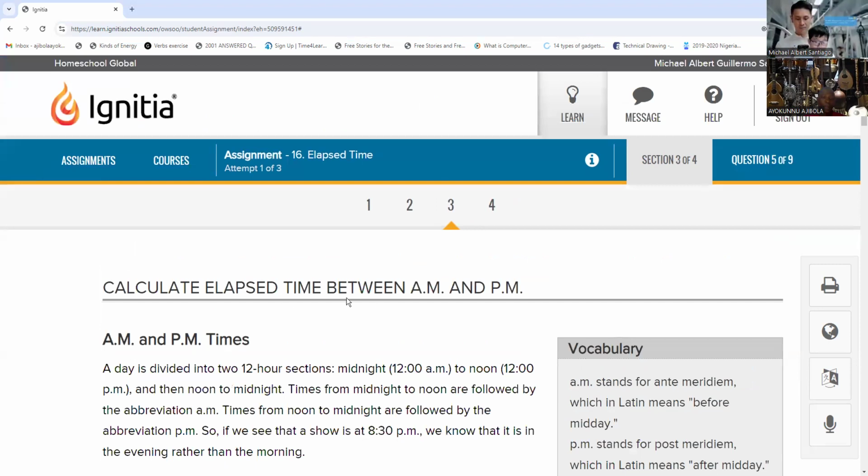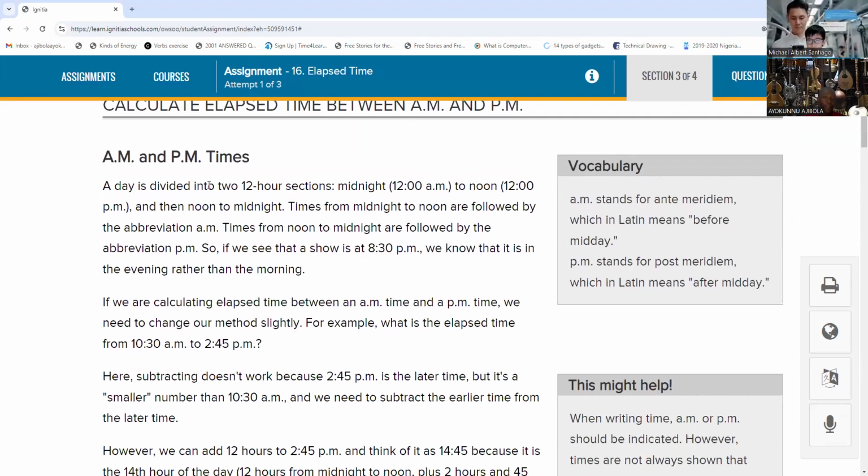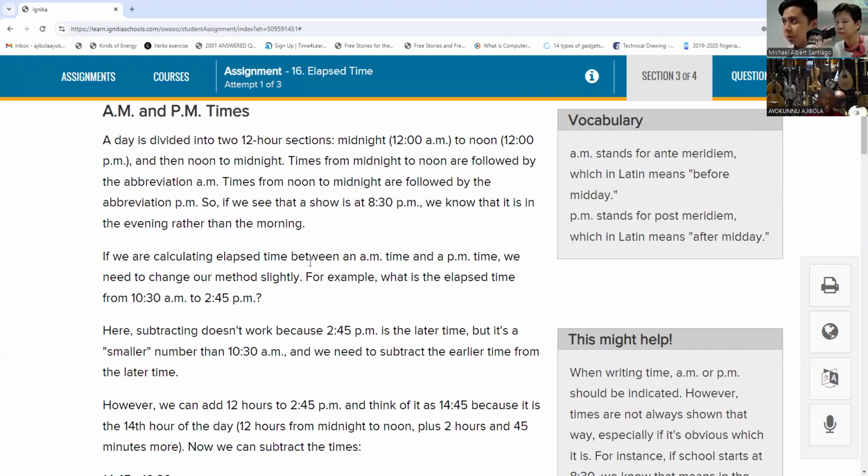AM and PM. Calculate time elapsed between AM and PM. A day is divided into two 12-hour sections. Midnight, 12 a.m. to 12 noon p.m., and then noon to midnight. Times from midnight to noon are followed by the abbreviation a.m., and times from noon to midnight are followed by the abbreviation p.m. So if we see that the time shows 8:30 p.m., we know that it's in the evening rather than in the morning. And if we see 8:30 a.m., we know it's in the morning rather than in the evening.